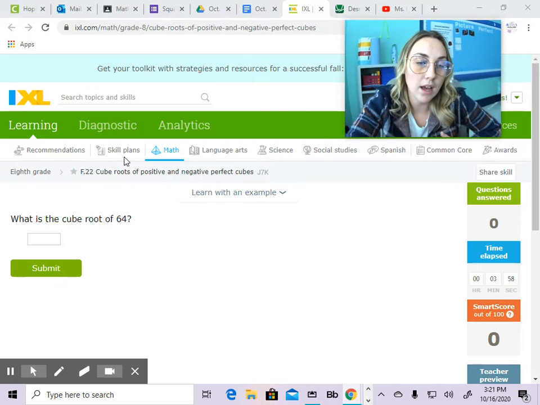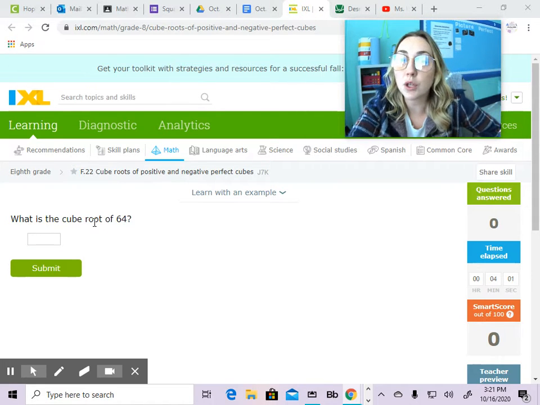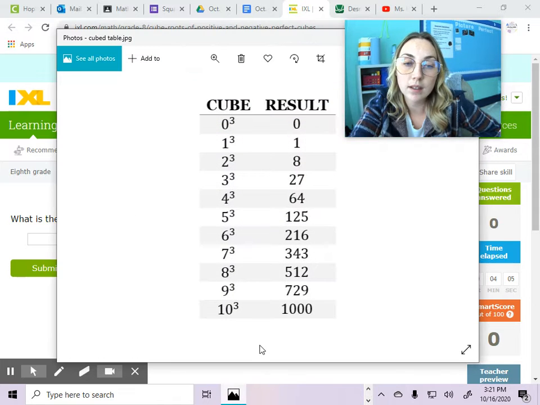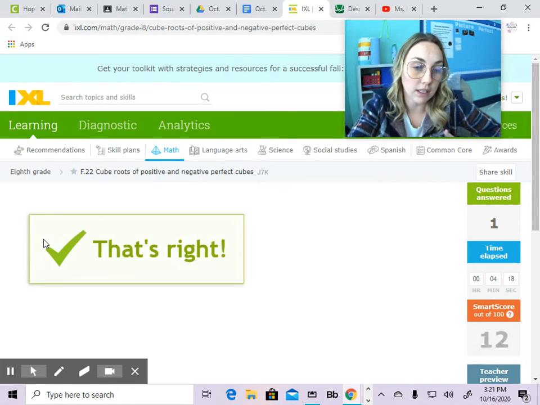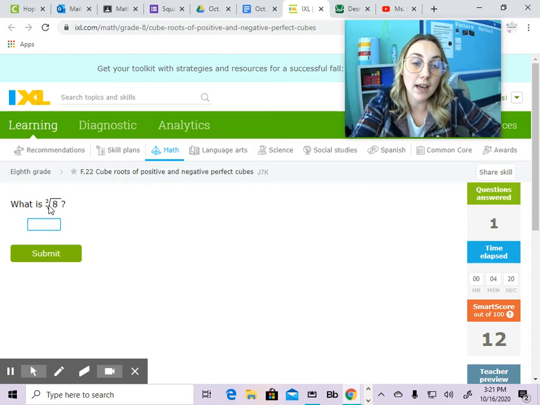So let me show you an example. So here's the first question. It says, what is the cubed root of 64? So if we go back to our picture, we find 64 in the answer choices right here. If we take the cubed root of 64, the answer will be the space over here. It'll be 4. So you can go ahead and put in 4. Click submit. All right. And now we have it again.